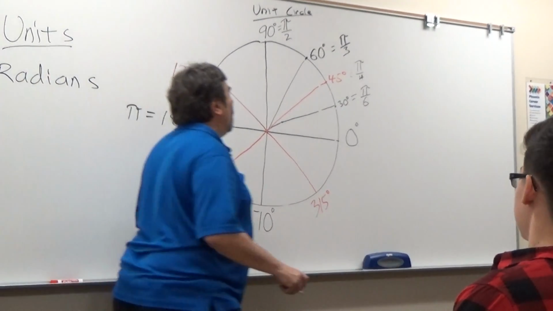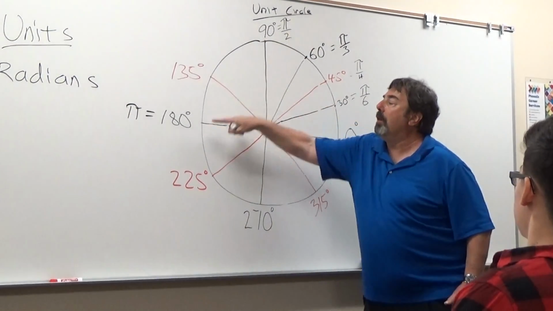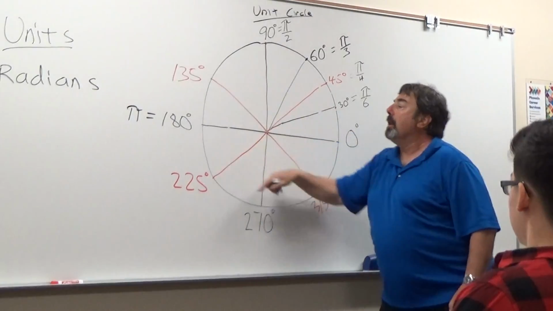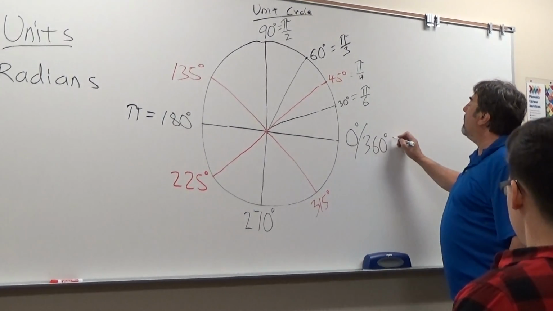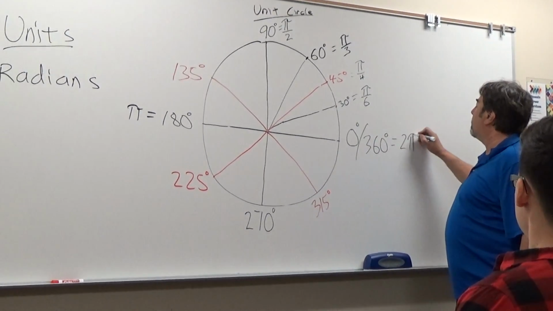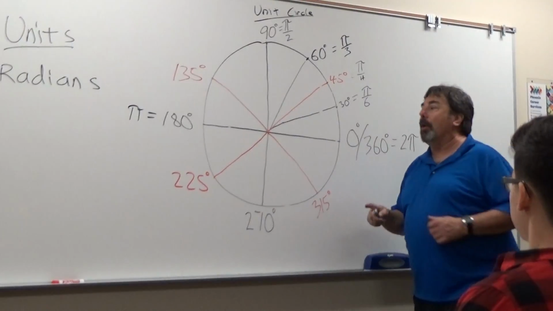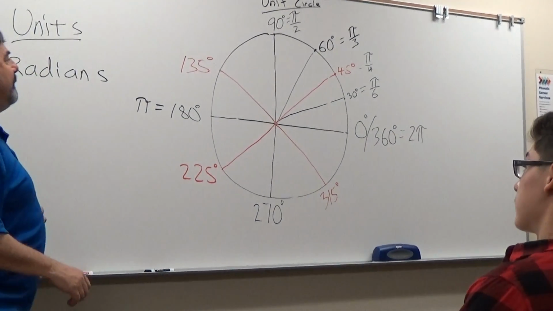Very good. So if we make it all the way around, halfway around is 1 pi, all the way around is 2 pi. So 360 degrees is equivalent to 2 pi radians. Okay? Very good. Now, here's the first question for you, Marco.